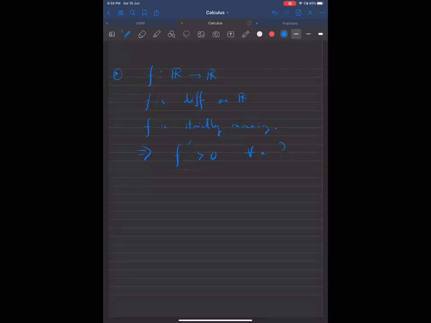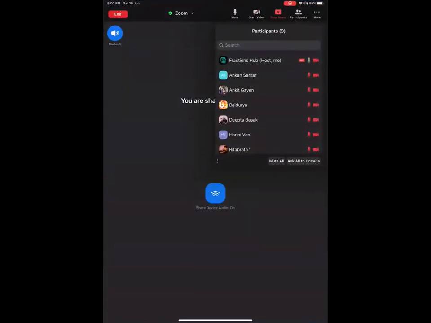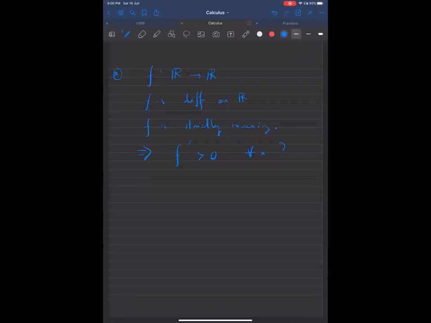I mean, what do you think? Why it should be, or why it shouldn't be? Or can you give me a counter example why it is? Anyone? It should be strictly positive. Okay.